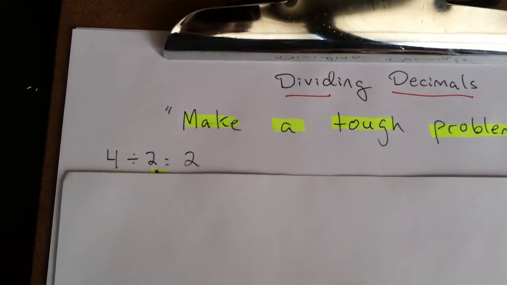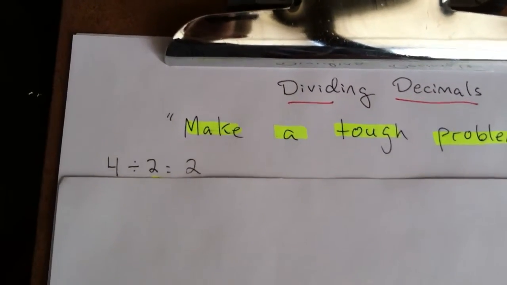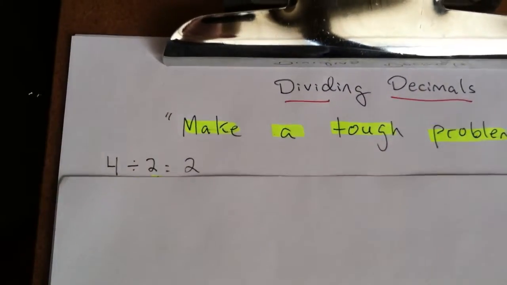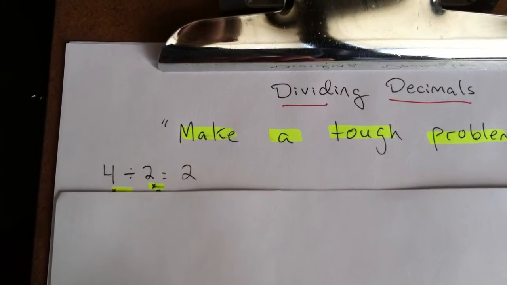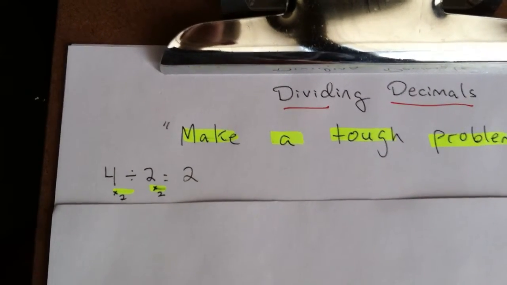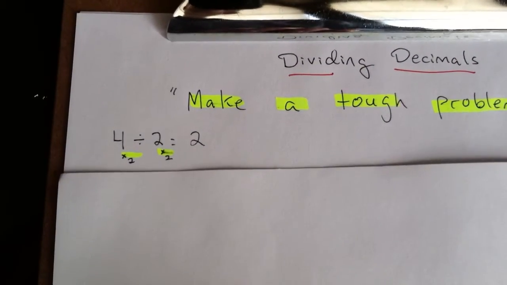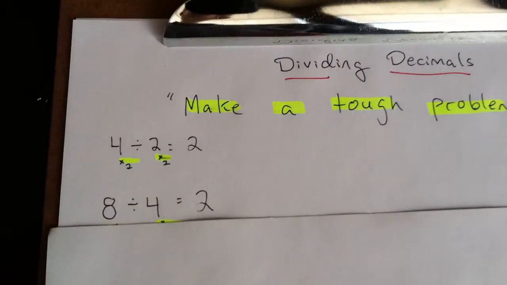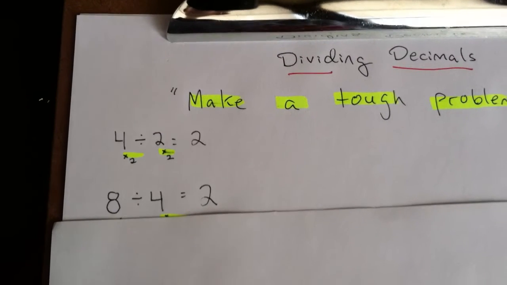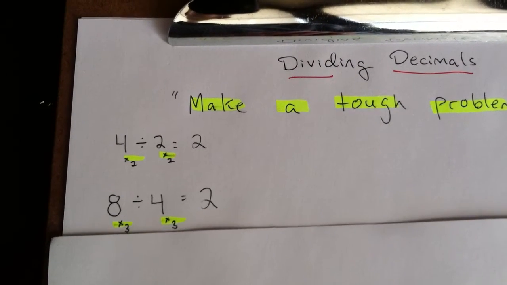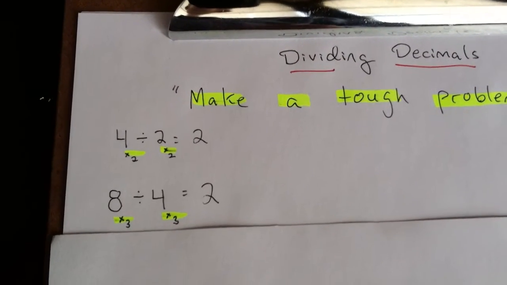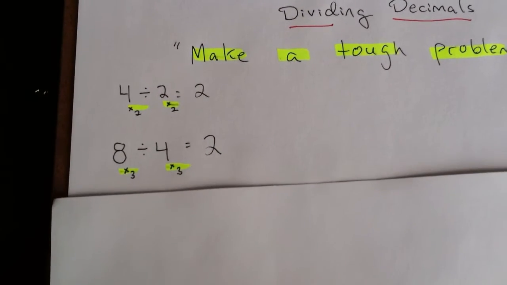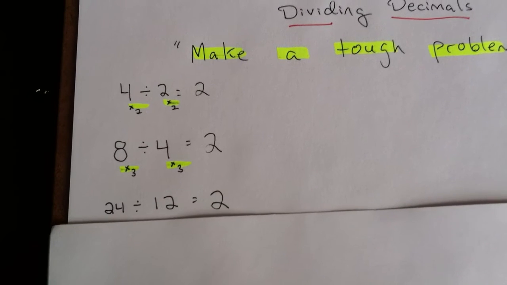Class, we know that 4 divided by 2 is 2, right? Well, what if we change our dividend and our divisor by multiplying both of them by 2? We're going to end up with 8 divided by 4, which is 2. Now what if we change them a little more and we multiply those times 3? Well, we're going to get 24 divided by 12, and the answer to that is 2.